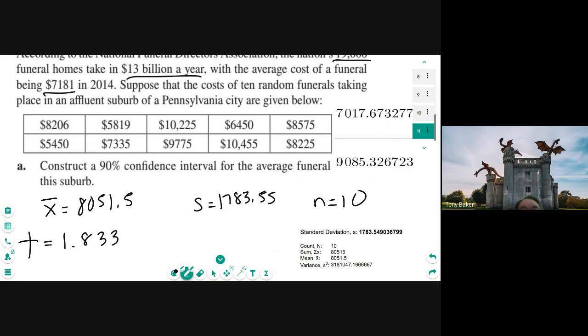What does a confidence interval tell you? How many means are there? There's only one mean, right? So when I'm getting my confidence interval, it's telling me that in this case I'm 90% confident that my mean is somewhere between 7017 and 9085. I don't know where it is. It's somewhere in there, though. Because 7017 is below the national average, my mean could be below the national average.